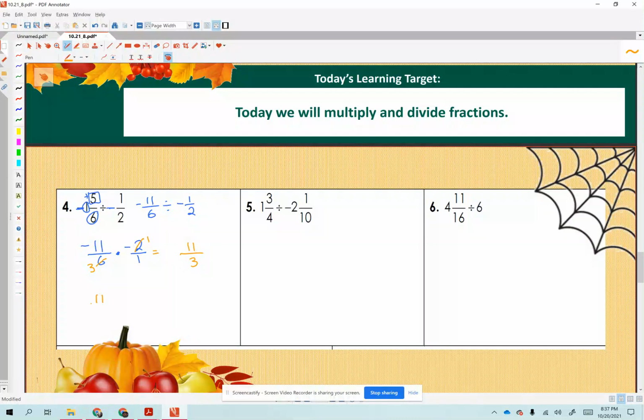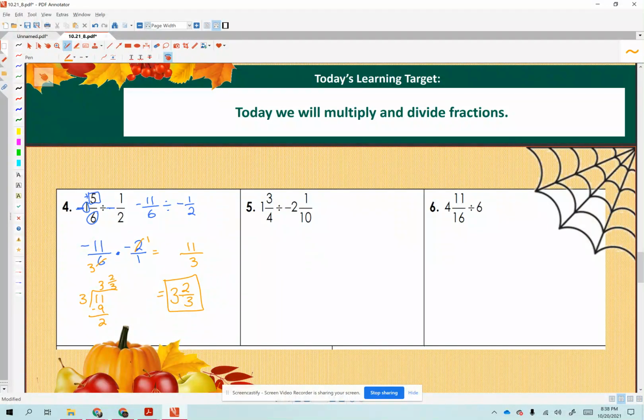So 11 divided by 3, we know that 3 times 3 is 9. So that's 2/3 left over. So our final answer is a positive 3 and 2/3. I hope you're keeping up with this. So let's look at number 5.